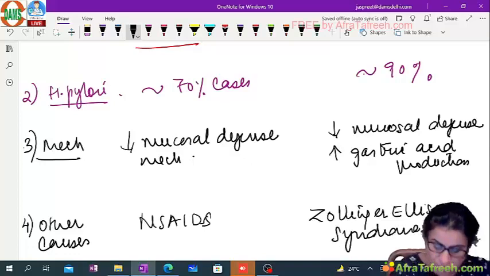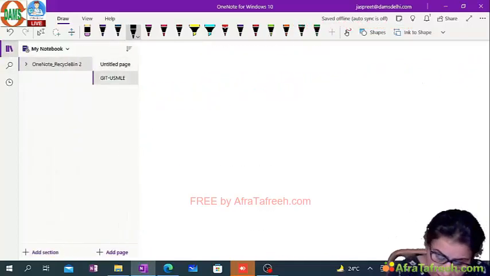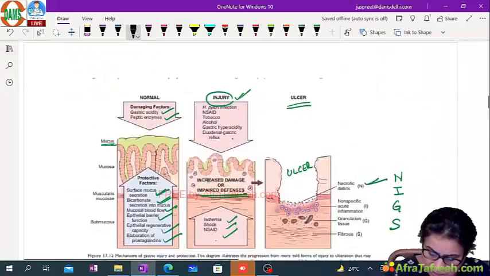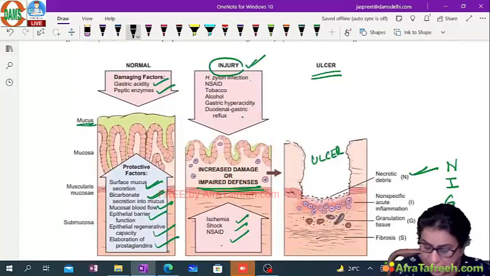Zollinger-Ellison syndrome. Here I mentioned the mechanism, decreased mucosal defense mechanisms. There are many causes, as we have seen, and all those causes will come here. If you see this picture once again, decreased mucosal defense mechanisms are seen in ischemia, shock and NSAIDs.